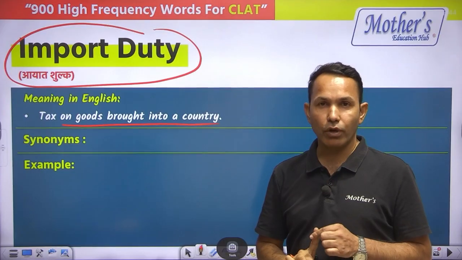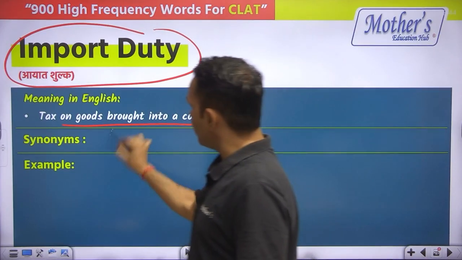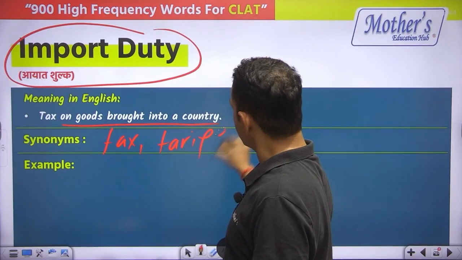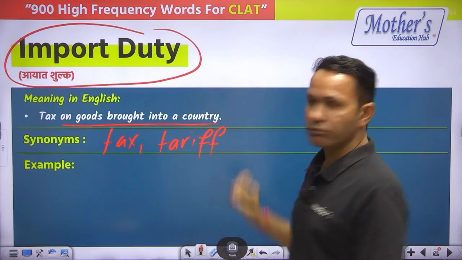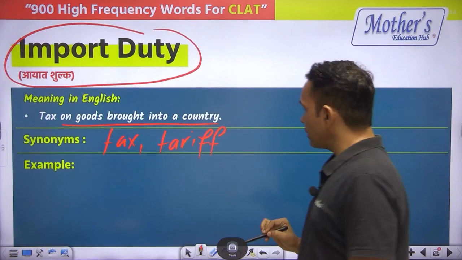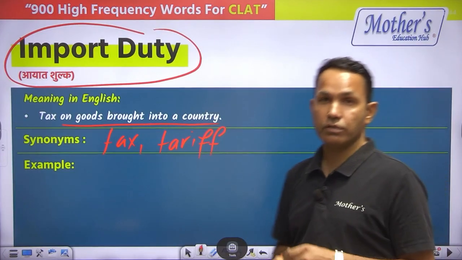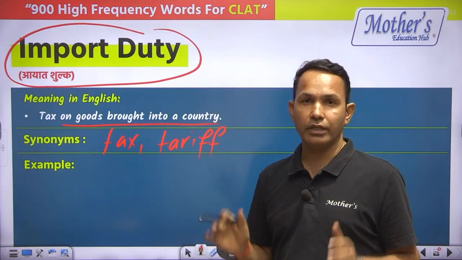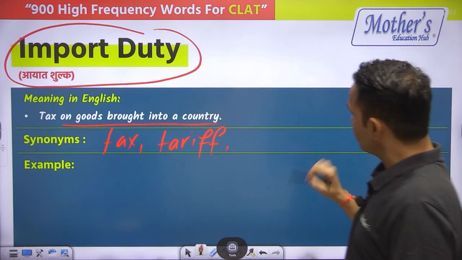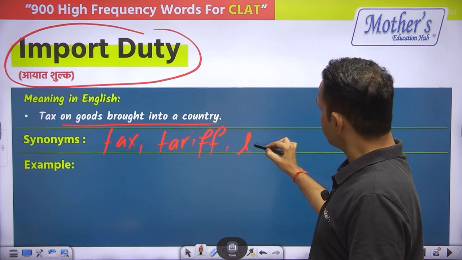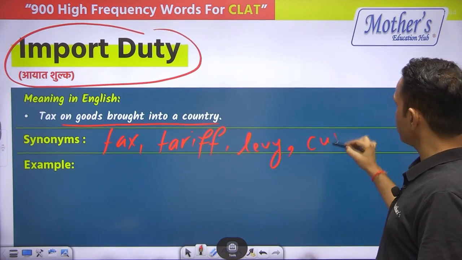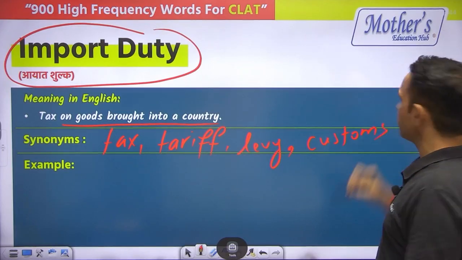Tax on goods brought into a country. So similar words are tax, tariff. Very famous word nowadays, tariff. We see Donald Trump chanting tariff, and he imposed 25% tariff on Indian goods. So tax, tariff, levy, customs. These are the similar words.